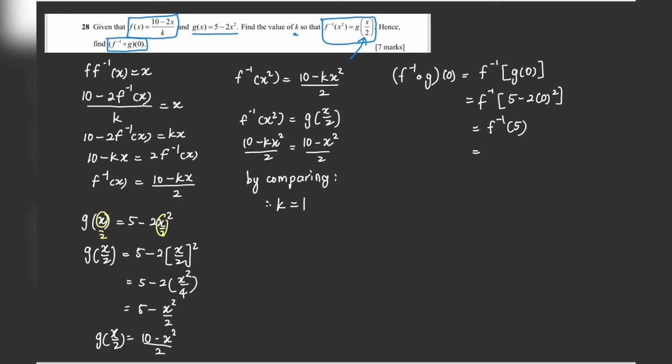F inverse kita tadi apa? F inverse of x is (10 minus x) over 2. So masukkan dekat sini, meaning f inverse of 5 will be (10 minus 5) over 2, which is 5 over 2. Dapat dah final answer kita. So this is question 28.